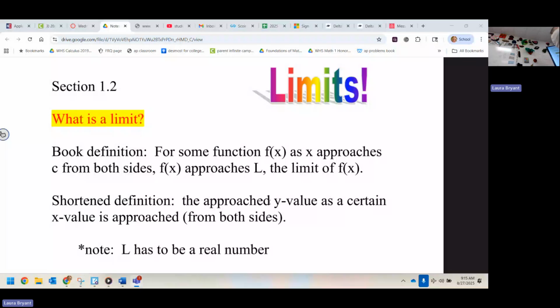All right, will you please go ahead and put your computers away, calculators away. We're going to talk about our first actual calculus topic, which is called limits.